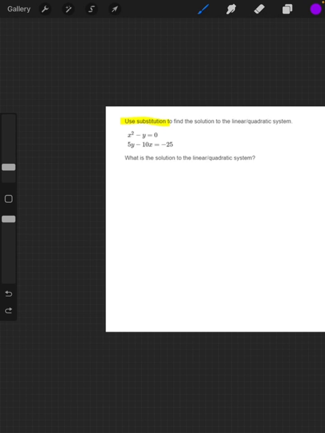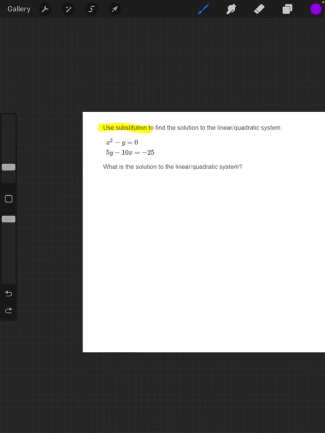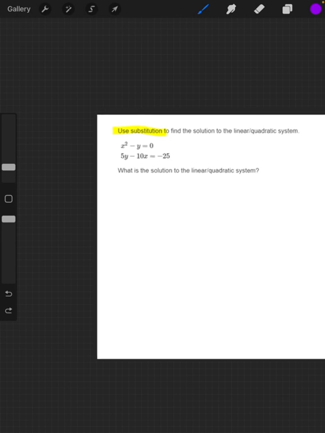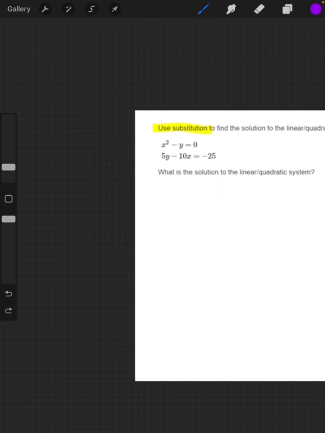Okay, first we've got to use substitution to solve this, to find the solution. Whoa, crazy. We're trying to find the solution to a math problem? Insane.